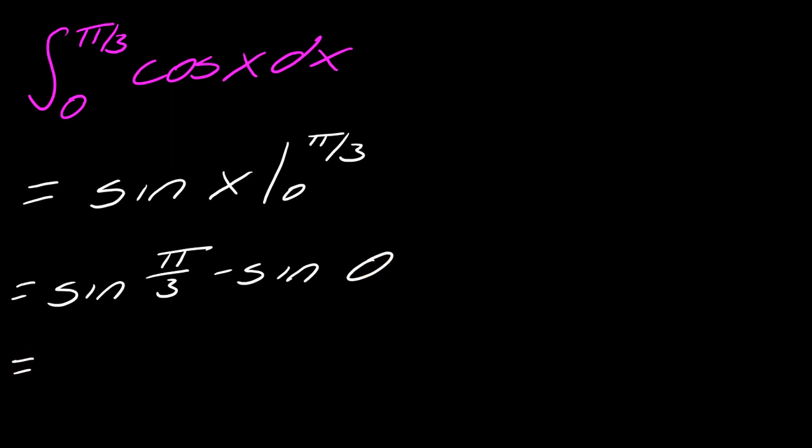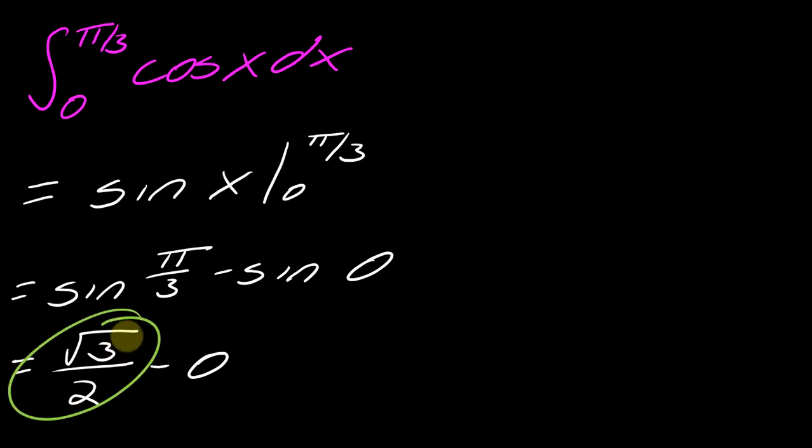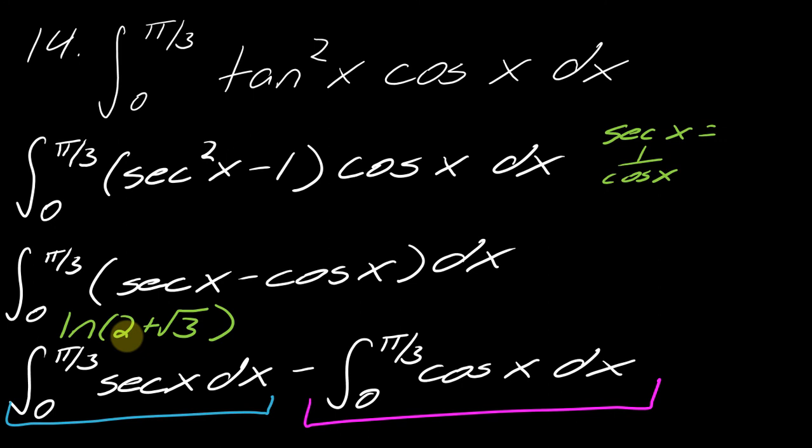So this equals the square root of 3 over 2 minus 0. And so here is, maybe I'll just do it in green again, there's really my answer. So going back to this problem, this will be minus the square root of 3 over 2.